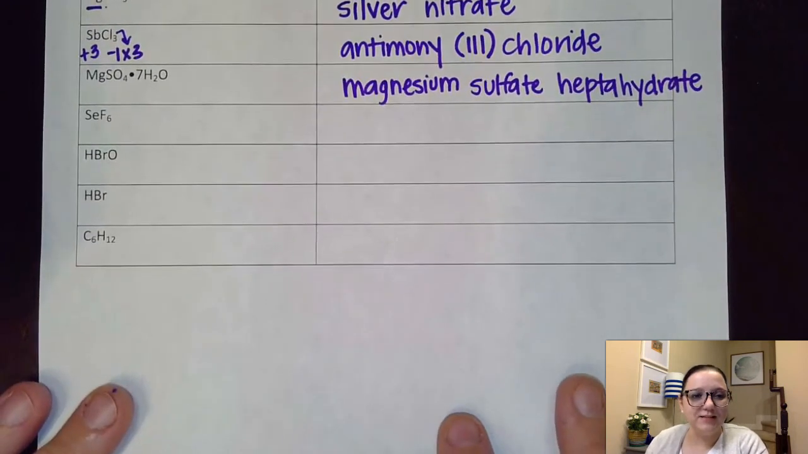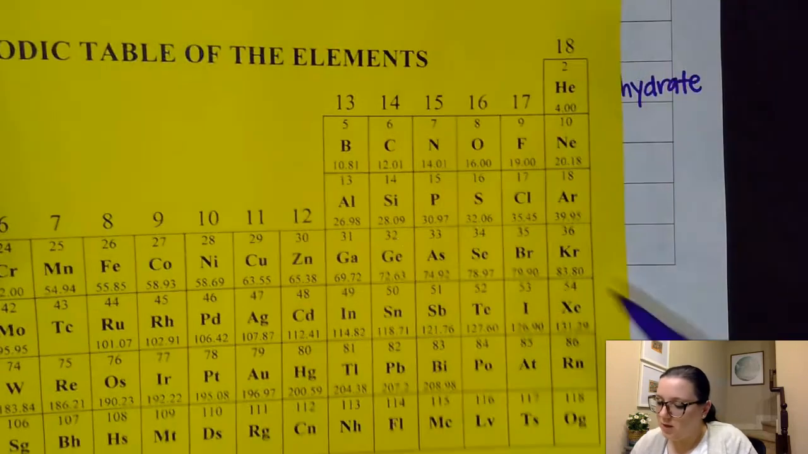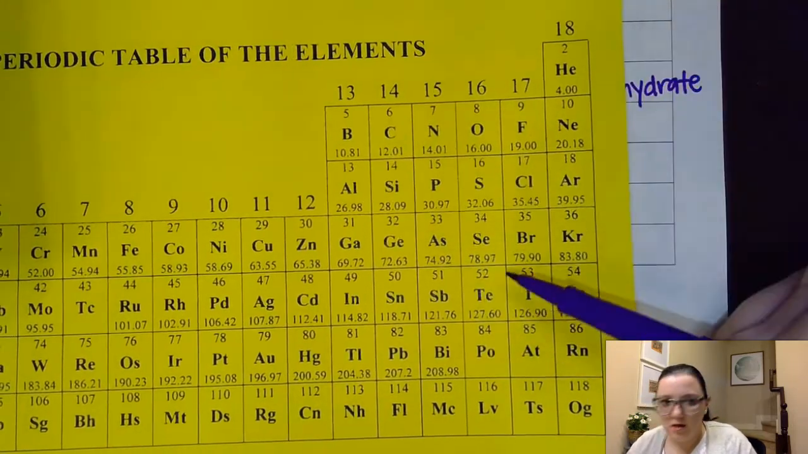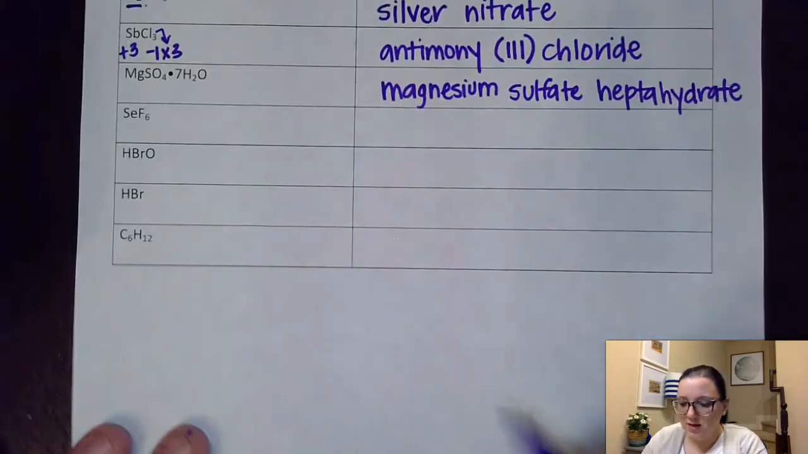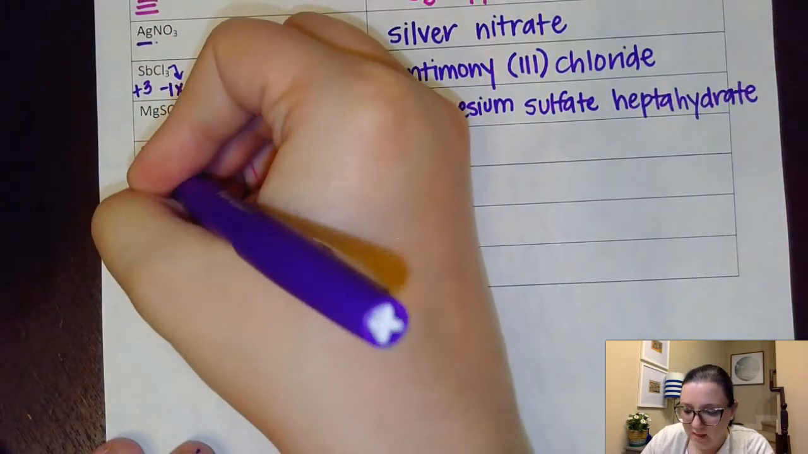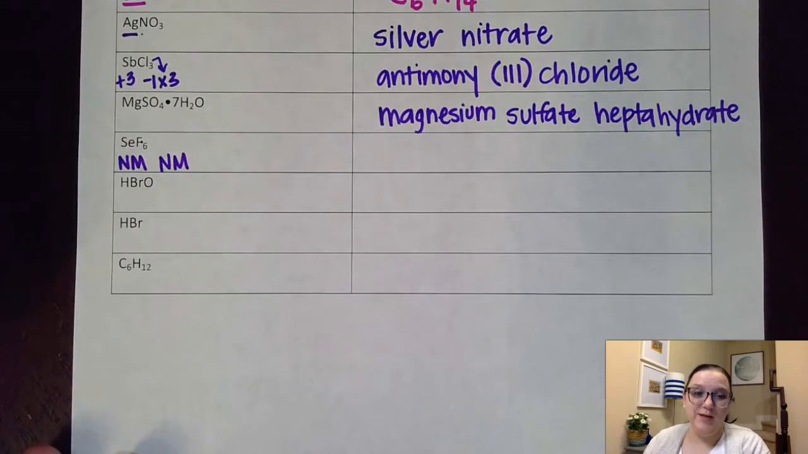All right, this next one here, I'm like, okay, Se, selenium. And I go look at it, and I'm like, oh, wait a minute. That's on the right side of that zigzag. So that means that guy's a nonmetal. And then I have another nonmetal. So this is one that's covalent, meaning I don't have to worry about Roman numerals or anything like that.